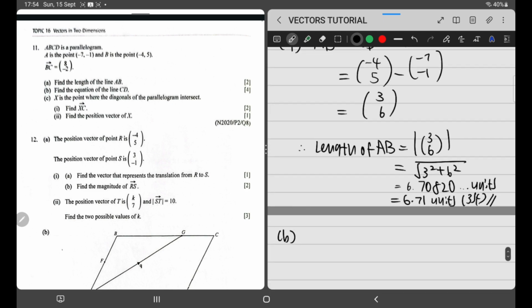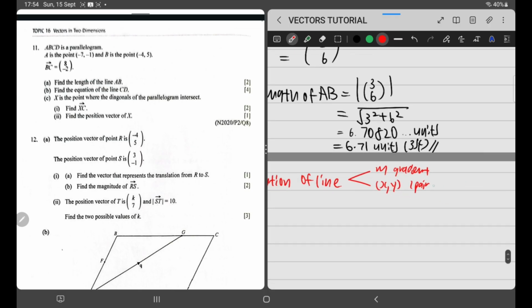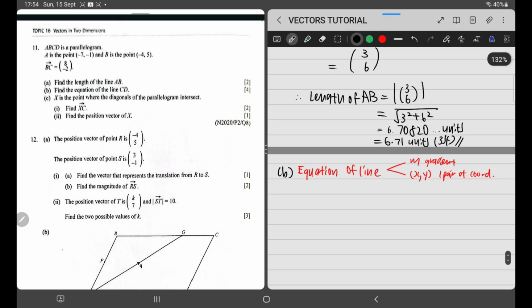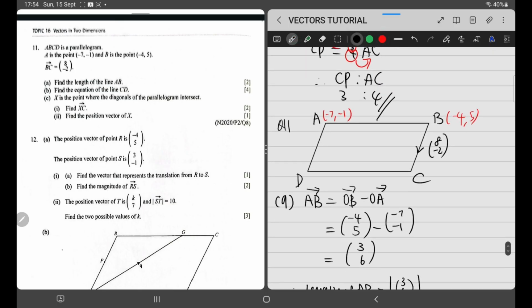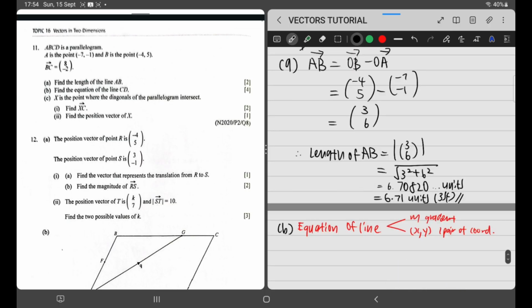Then moving on, equation of line CD. So remember, equation of line, you always need two things. You always need gradient and one pair of coordinates. You will always need this. So what's the gradient of the line? You need to essentially find what is the gradient of CD, and also you need to find out what is one point that lies on CD.